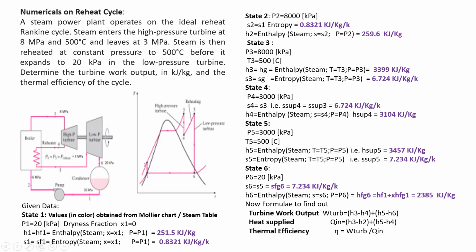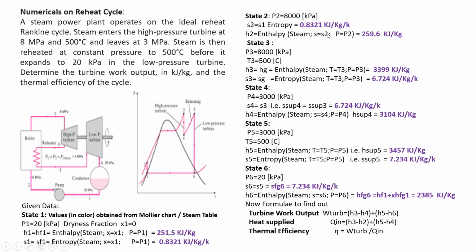Step 2, P2. P2 is the higher pressure, which is given as 8 megapascal, that is 8000 kilopascal. You can directly write it in kilopascals so that it is easy while solving the problem. S2 is equal to S1, because in the pumping action entropy almost remains constant. So S2 equals S1, directly from the steam table, 0.8321.